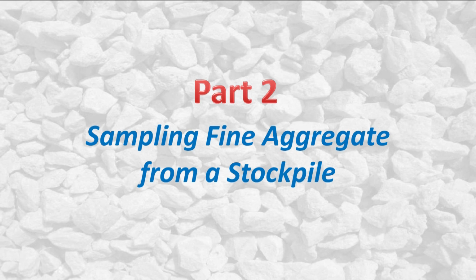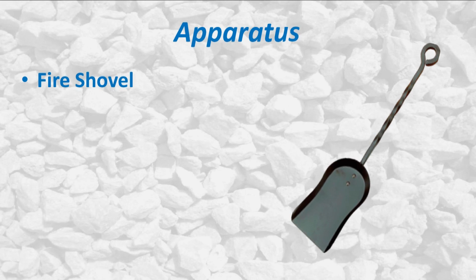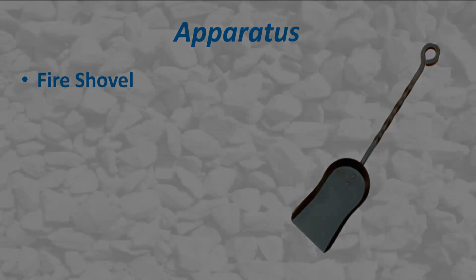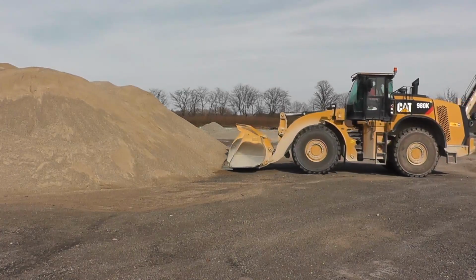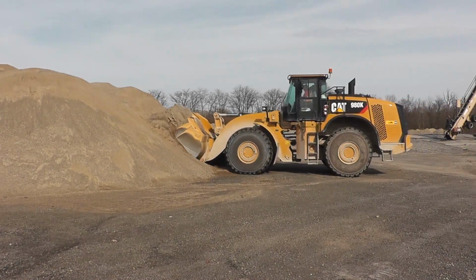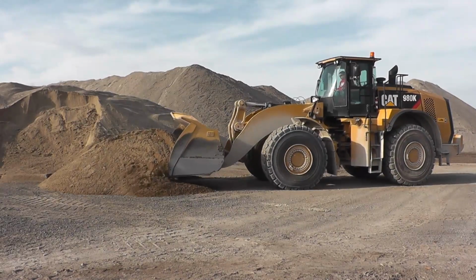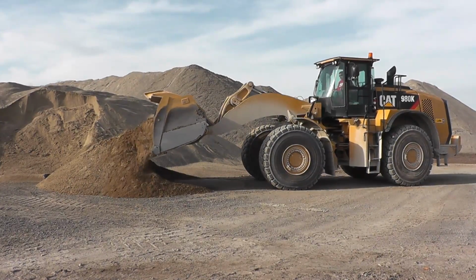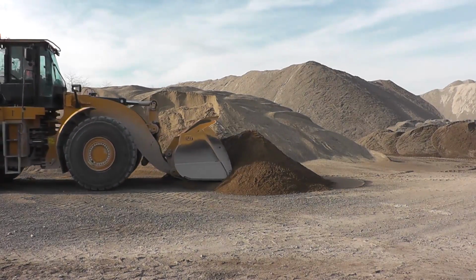Fine aggregates are sampled from stockpiles in much the same way as coarse aggregates are sampled from stockpiles. However, instead of the square bit shovel, either a fire shovel or a sampling tube is used to remove the material from the sample pile. As in the case of coarse aggregates, the loader operator removes material from the stockpile. That material is rolled out onto the ground and then mixed using the rolling action as described earlier. Once the sample pile is prepared, the technician retrieves the samples from the sample pile.